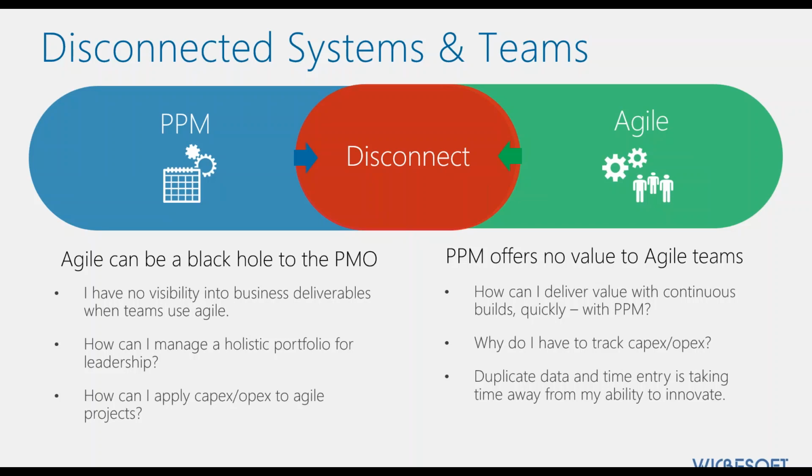You know, why do they have to track CapEx and OpEx? Why can't finance do that? But the main thing is it usually drives a lot of duplicate data entry and time entry by the teams in the Agile because they still have to report up through the organization even though they're choosing to execute in an Agile fashion. So these are just some of the pain points that we see.